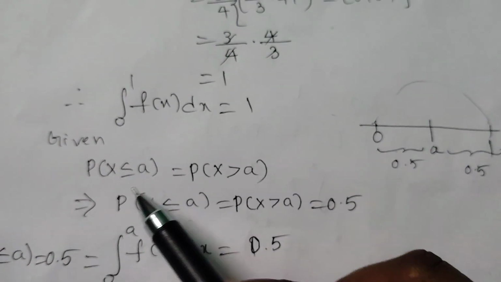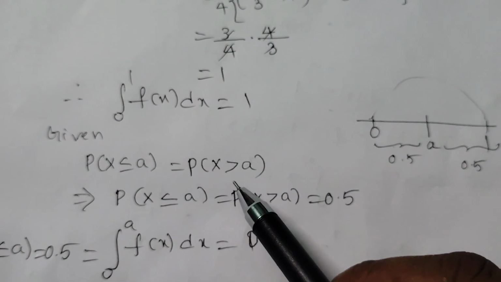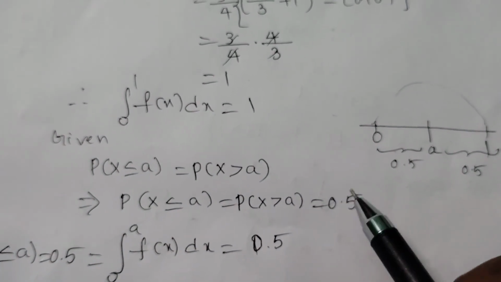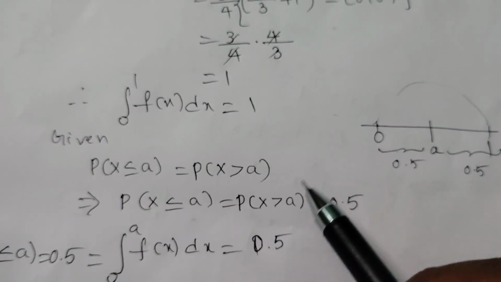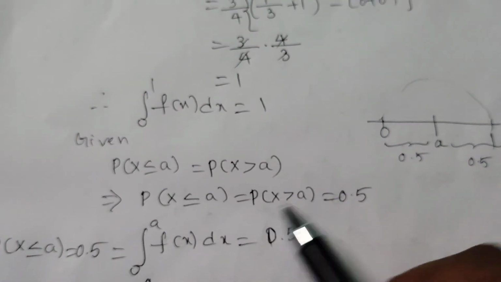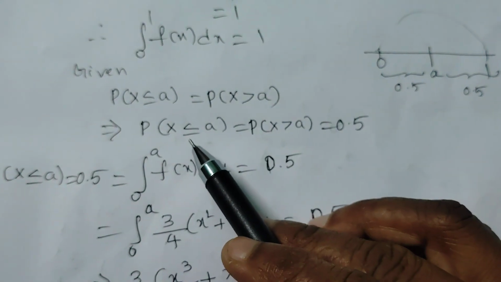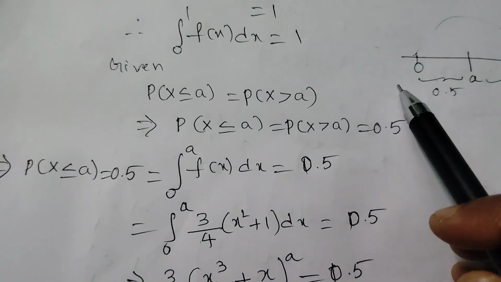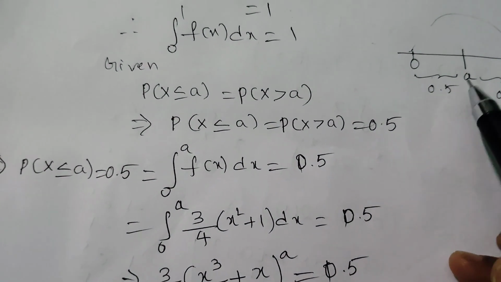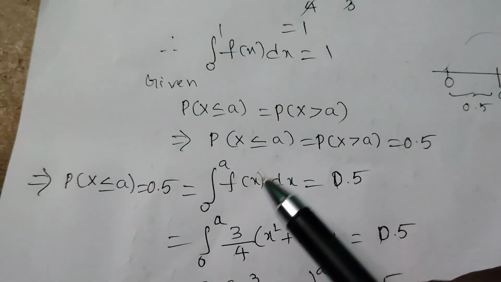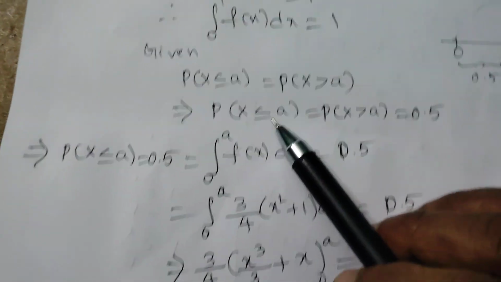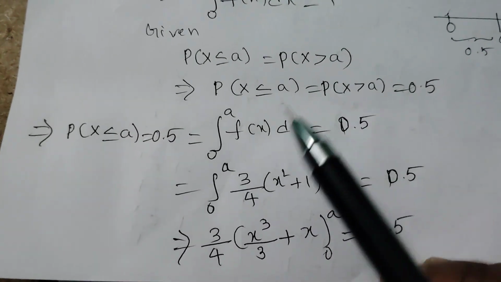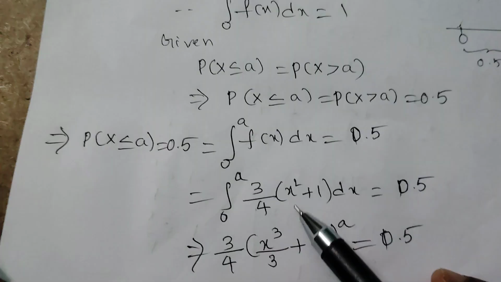Okay, that's why P of x less than or equal to a equals P of x greater than a equals what value I have written? 0.5. So both are equal when the probability is 0.5. Now instead of taking both, I am taking P of x less than or equal to a equal to 0.5. Less than or equal to a means from 0 to a. So 0 to a f of x dx. F of x value is 3 by 4 into x square plus 1, as already given in the question.